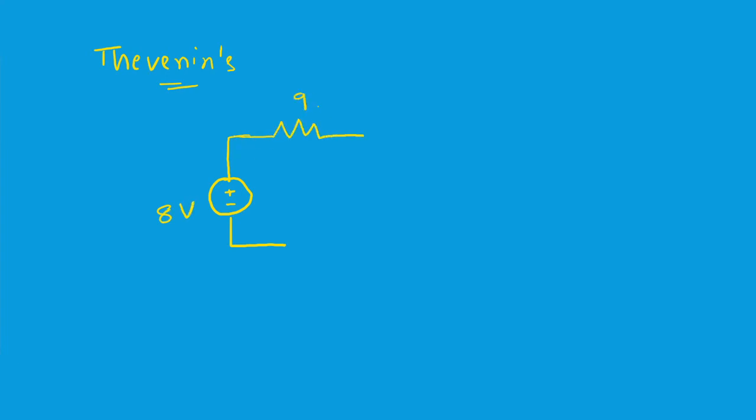So the Thevenin's equivalent circuit we are looking for is simply an 8 volts voltage source in series with a 9 ohms resistance. This is V Thevenin and then R Thevenin, and then of course we have the load resistance RL, which is a variable resistance. So this is how you have to find a Thevenin's equivalent for any given circuit.